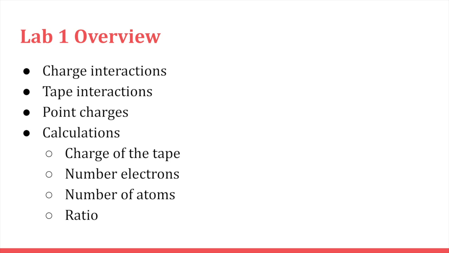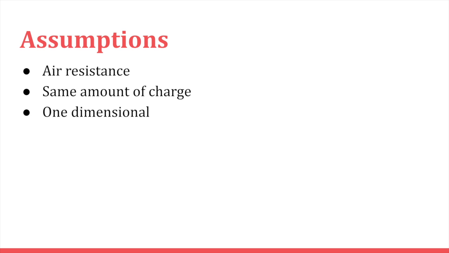So when we had a neutral object like our hand come close to a tape, a charged object, there was an attraction. And in the previous lab we treated our tapes like point charges, where we had one point representing the entire charge of the tape. So we used that and calculated the charge of the tape as a point charge, the number of electrons, the number of atoms, and the ratio of electrons to atoms.